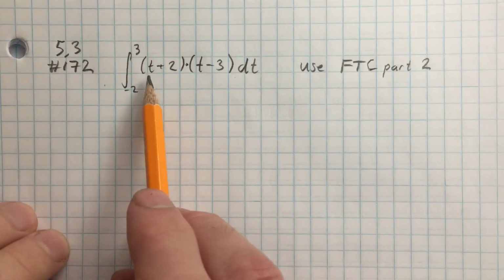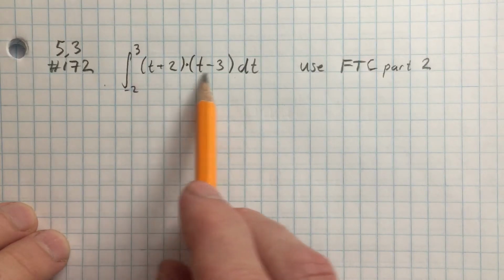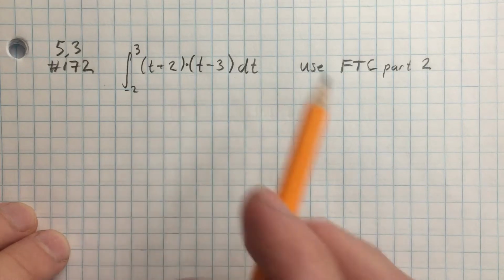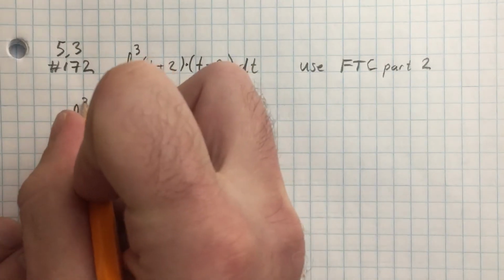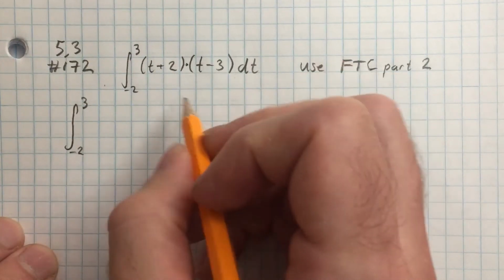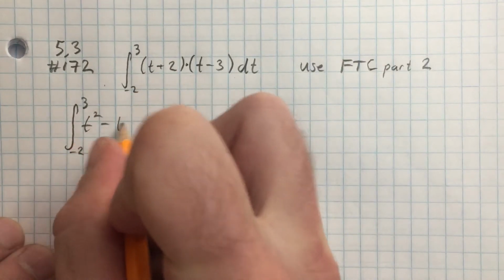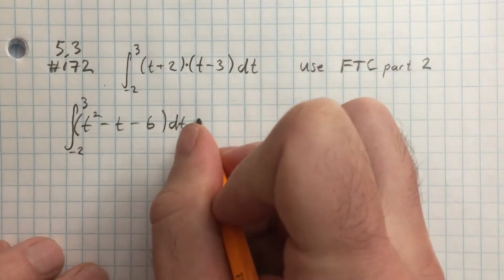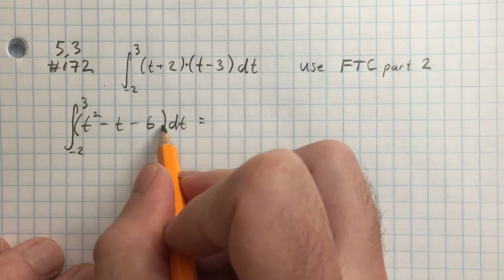So we should go ahead and multiply these two together to get a regular polynomial in here that we can apply the reverse power rule to. So that's the first thing we're going to do. We're going to rewrite this, -2 to 3, t squared, if you multiply it out, you get t squared minus t minus 6 dt.